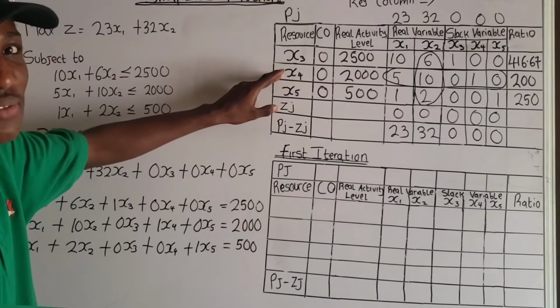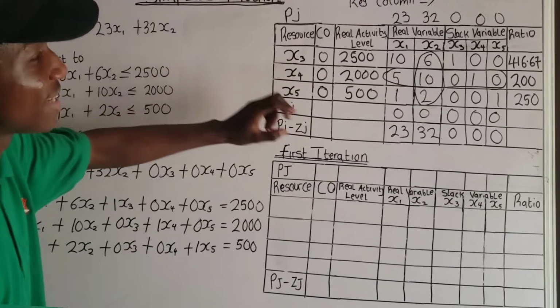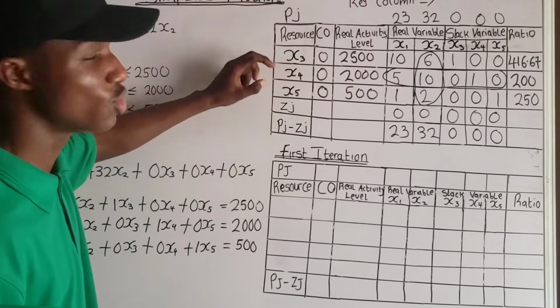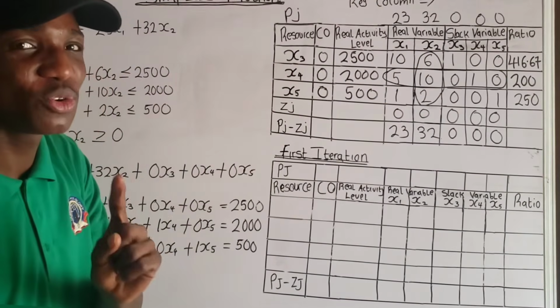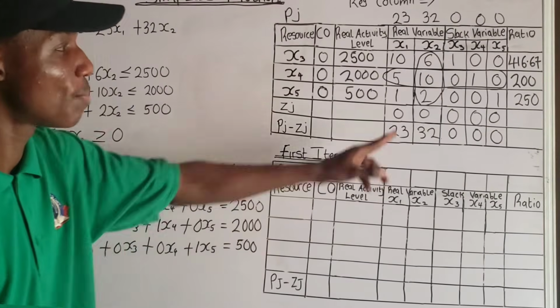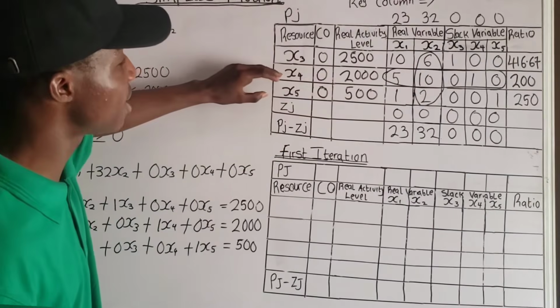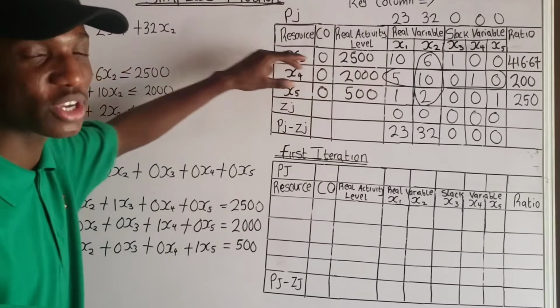So x4 will be leaving the program variable, and the key column points to x2. So x2 will be the entry variable. You understand? The entry variable is the variable which the key column points to. The entry variable is x2 in this place, and the leaving variable is what? x4, because the key row points to x4.